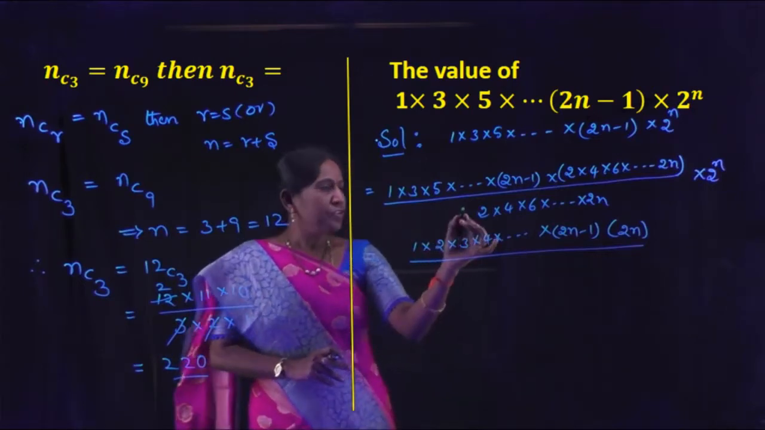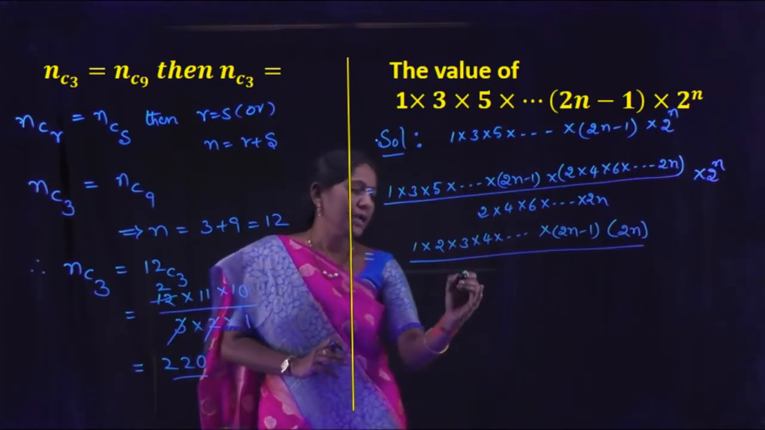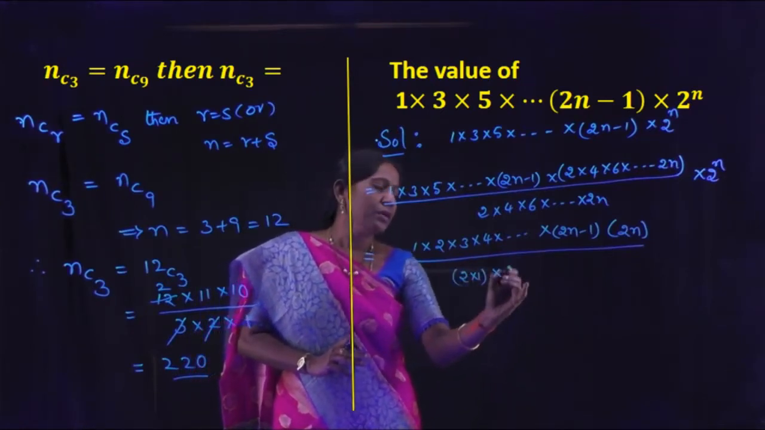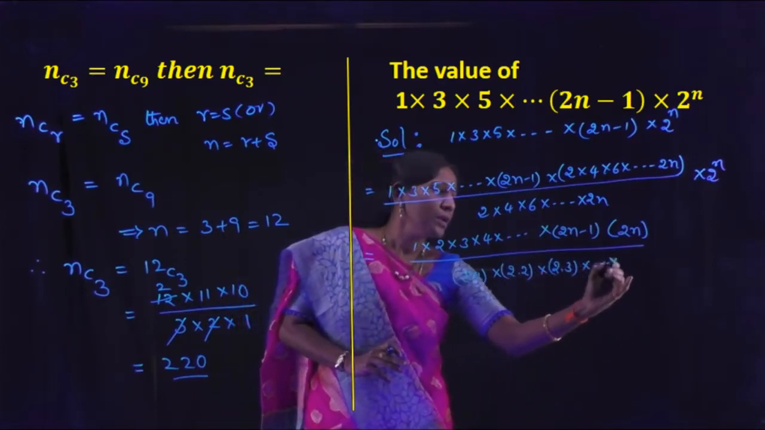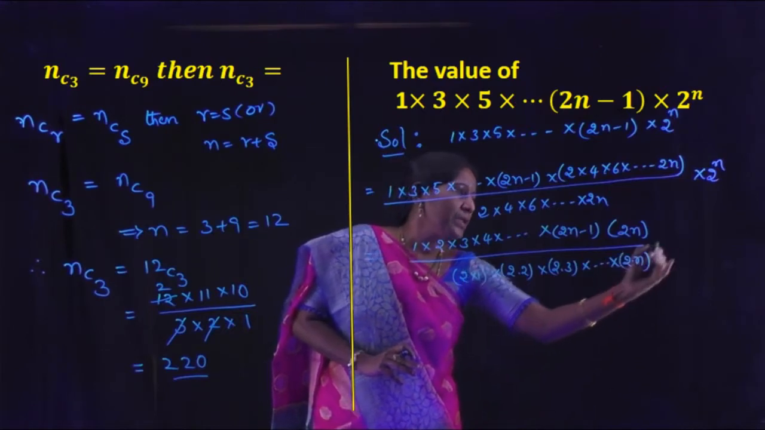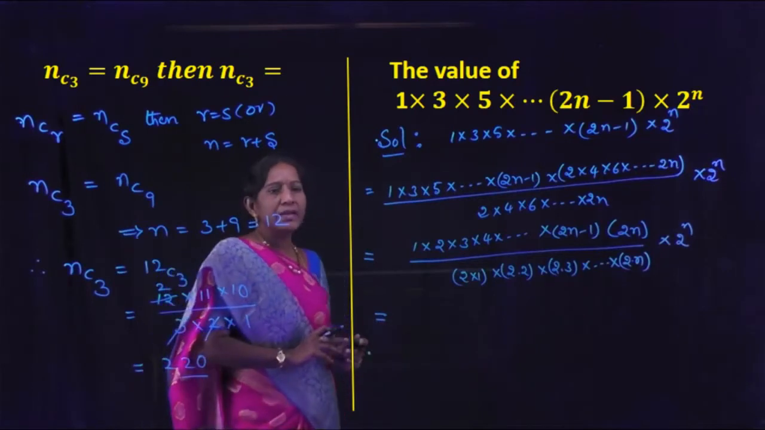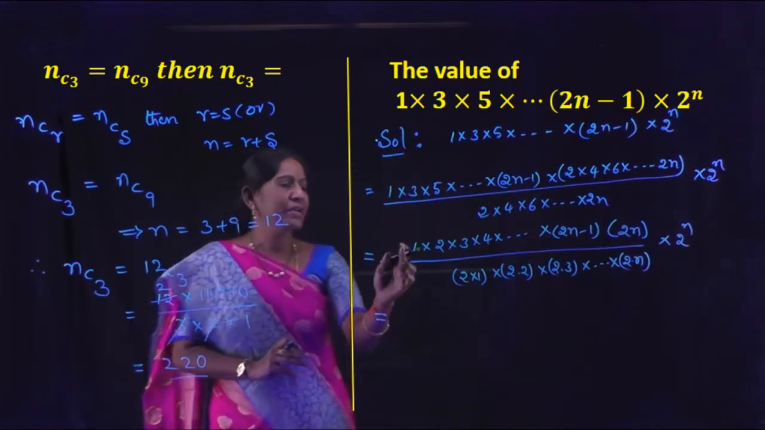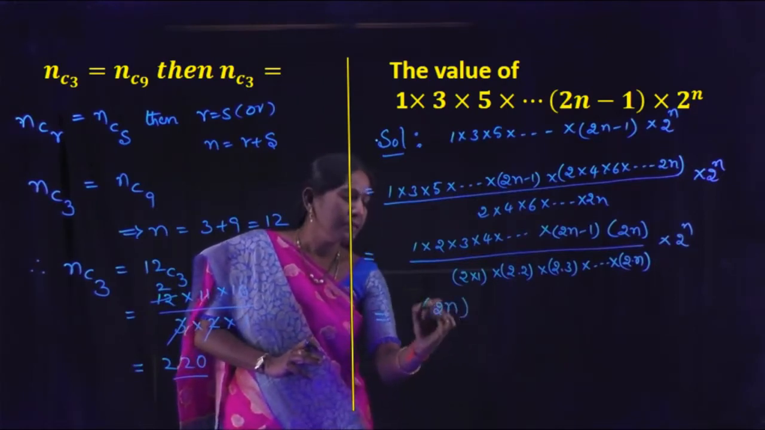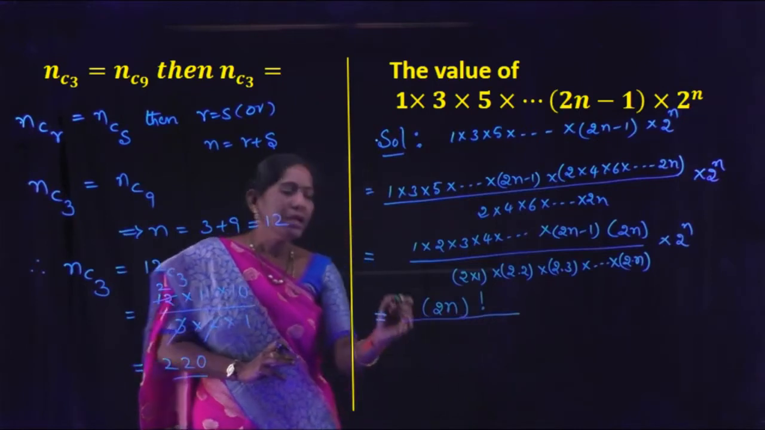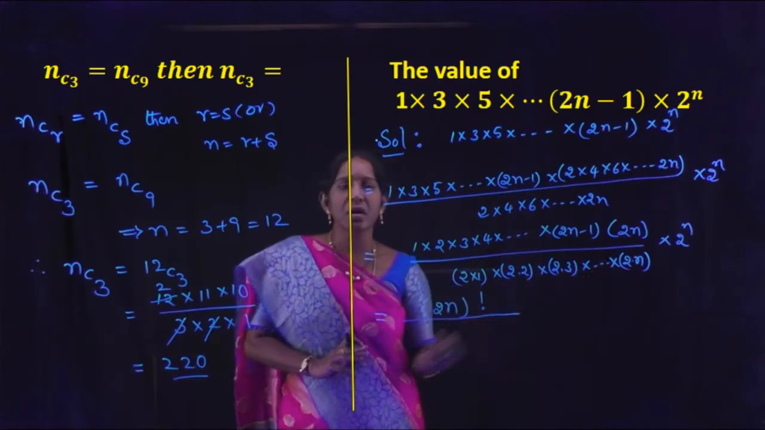If we observe these values, all of these can be written as multiples of 2. Like that, 2 into 1, 2 into 2, 2 into 3 and so on, 2 into n, into 2 to the power n. Then 1 into 2 into 3 and so on, 2n minus 1 into 2n in the numerator part can be written as 2n factorial by, come to the denominator part, 2 into 1, 2 into 2, 2 into 3 and so on, 2 into n.